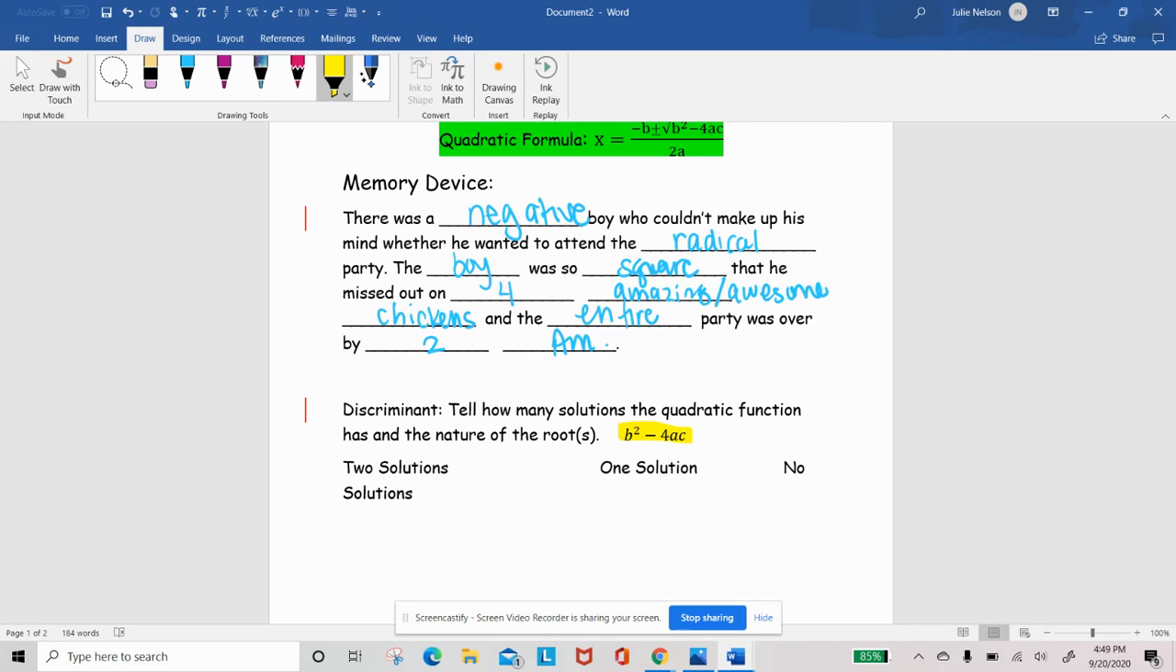Are you going to get 2 solutions, 1 solution, or no solutions? If b squared minus 4ac is greater than 0, then we get 2 solutions. If b squared minus 4ac equals 0, then we get 1 solution. And if b squared minus 4ac is less than 0, we get no solution.